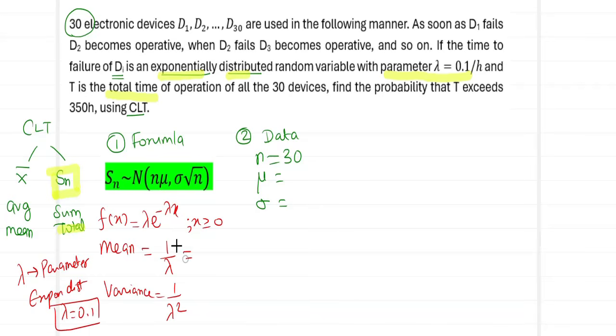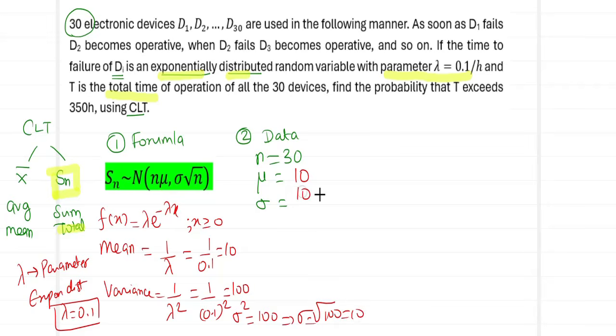Now, substitute it in the quantity called mean. So, it is 1 divided by 0.1, which makes it 10. And variance is 1 divided by 0.1 the whole square, which makes it 100. So, I now have mu equal to 10. And what does variance stand for? Sigma square is 100, and hence sigma will be square root of 100, which is again equal to 10. So, I have the data required for substituting in the formula ready.